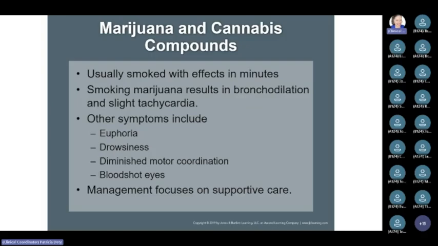Okay, marijuana and cannabis compounds, usually smoked, effects are pretty quick. They do result in bronchodilation and slight tachycardia. Some of the other ones, of course, euphoria, drowsiness, diminished motor coordination and bloodshot eyes, and management focuses on pretty much just supportive care. When you smoke it, it takes minutes, but of course we have ingestion. There's a whole bunch of different things.